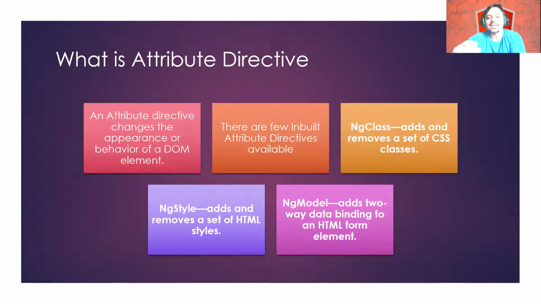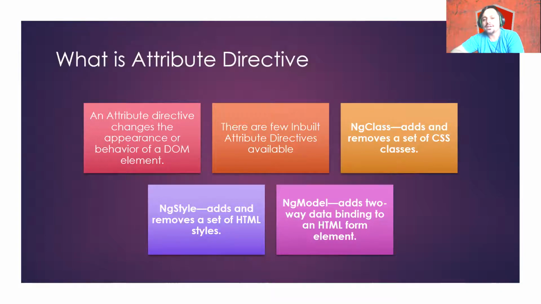So what are the attributes of a DOM element? It's like changing the color, the font, or any kind of styling related attributes. When we are going to change these, we want to have an attribute directive. There are two kinds of directives present. One is the directives which are provided to you from Angular itself, and the other is the directive which can be made custom. In this tutorial, we are going to see both the inbuilt directives as well as the custom directives.